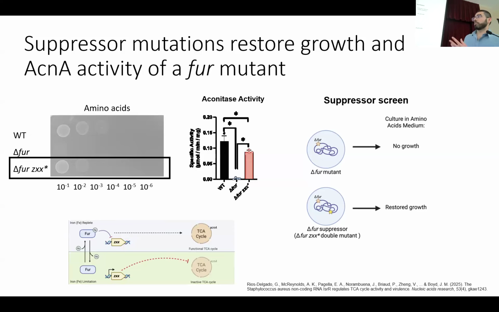As you can see, FIR doesn't grow on amino acid media, but these FIR suppressors had increased growth in this media. And once we assayed aconitase activity, we saw that these FIR suppressors also had restored aconitase activity. So, signaling to us that this mutated gene, at this point we didn't know what it was, was impacting the regulation between FIR and aconitase activity. Maybe it was somehow mediating the repression of the TCA cycle that we've been seeing.